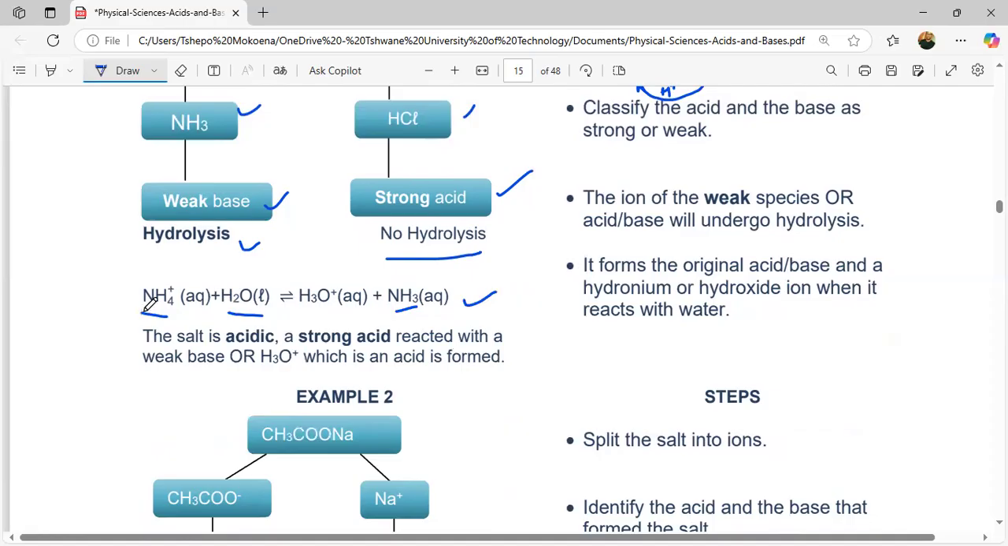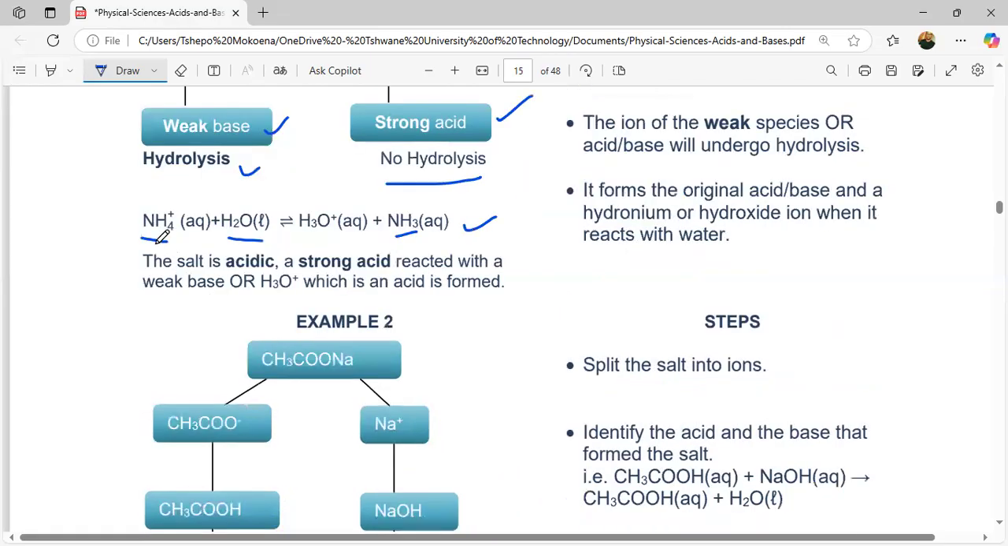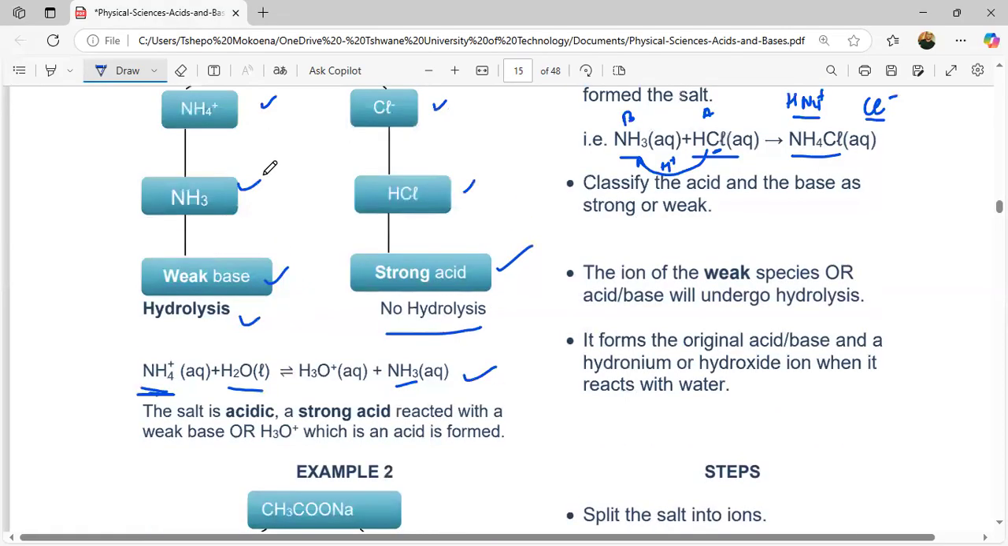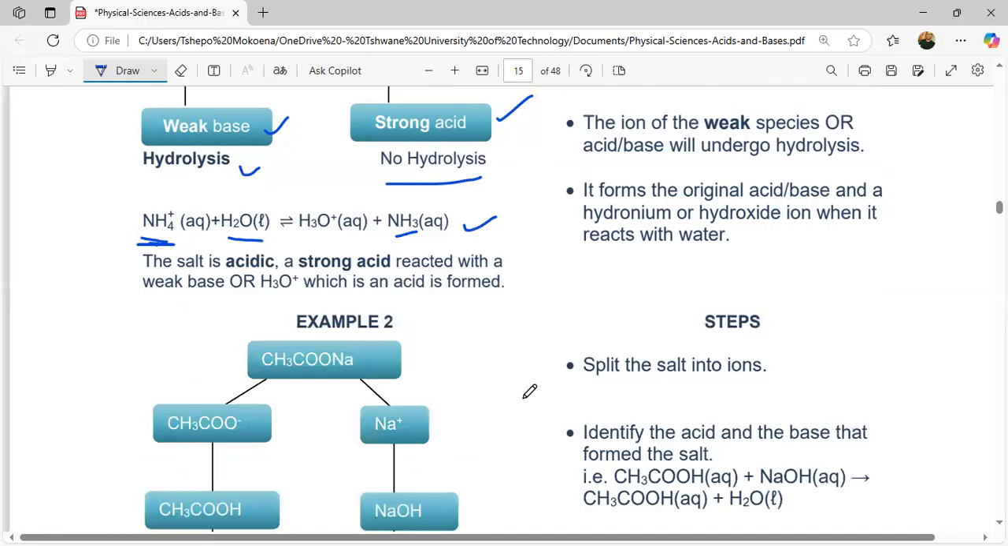So why NH4? It is the one from here. NH4 is the only part that's going to react because NH4 is the ion from a weak base. So the Cl minus ion won't react at all. Why won't this one react? Because it's from a strong acid, so no hydrolysis. And yeah, that's how it goes.